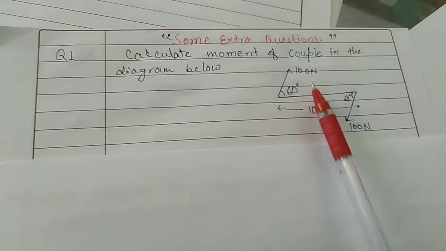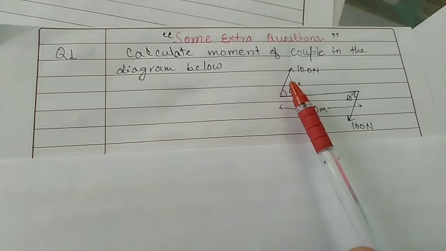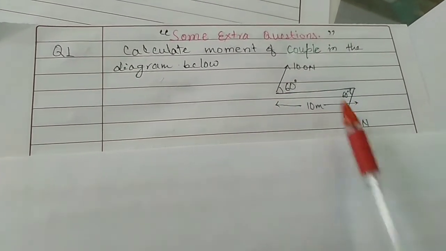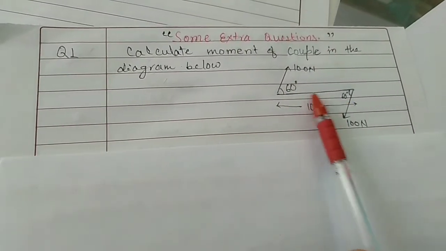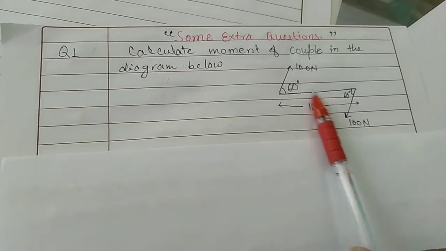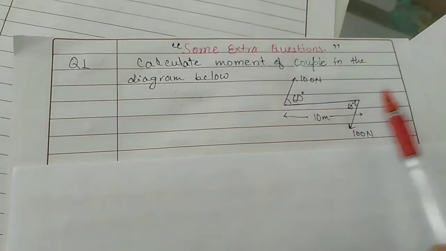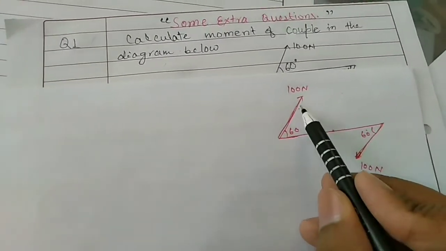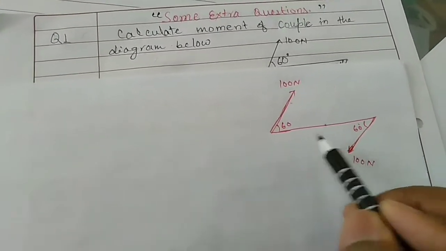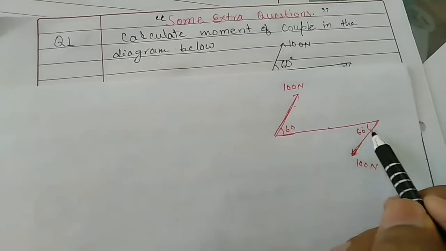What is the rule to calculate the couple? The rule is the product of either force, that is 100, no change, and the perpendicular distance between the forces. So this is not the perpendicular distance. We have to calculate the perpendicular distance first. How? Just see in the solution. We have the forces. We need only the perpendicular distance, and this is not the perpendicular distance.